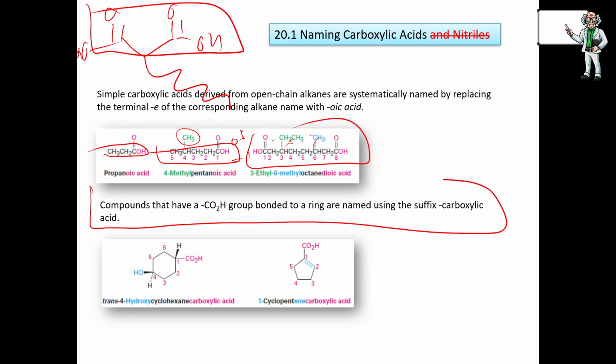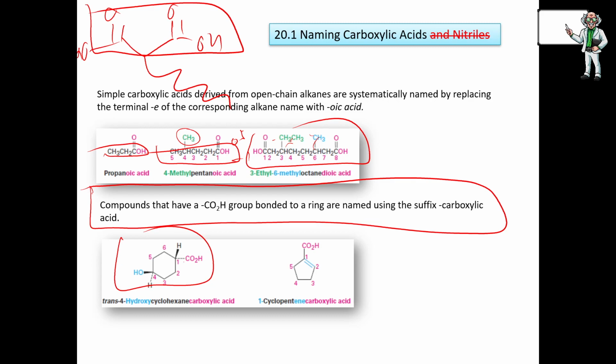Like in the case of aldehydes, when the carboxylic acid is directly attached to a ring, we name the ring and we put at the end carboxylic acid. Instead of carbaldehyde that we did with aldehydes, we put carboxylic acid. For example, here we name the cycle. It is a 4-hydroxy, because remember that position number 1 is where the acid is. It's a 4-hydroxycyclohexane carboxylic acid.